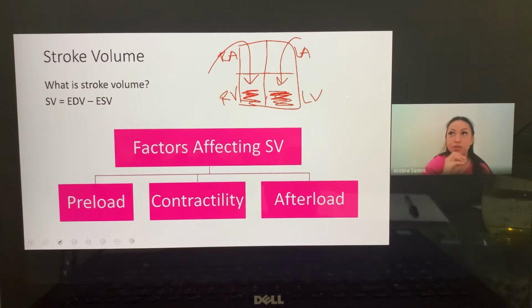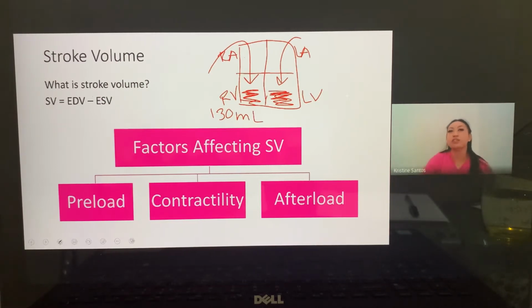And towards the end of diastole, when the ventricles get maximally filled with blood, that's called end diastolic volume. So end diastolic volume is just the volume of blood towards the end of diastole, when it's maximally full. That volume is typically 130 milliliters. Okay?